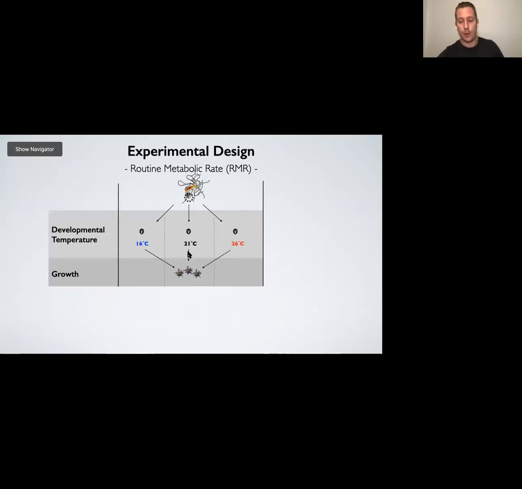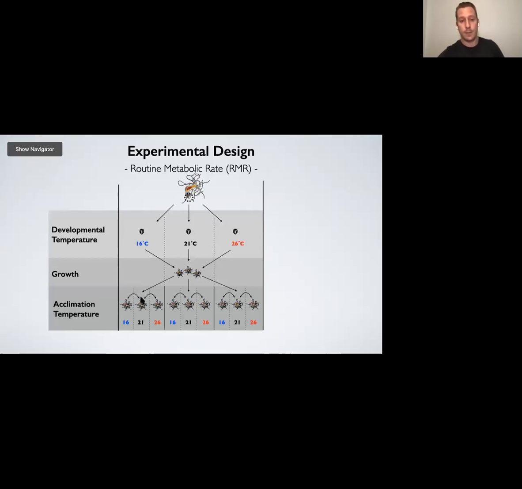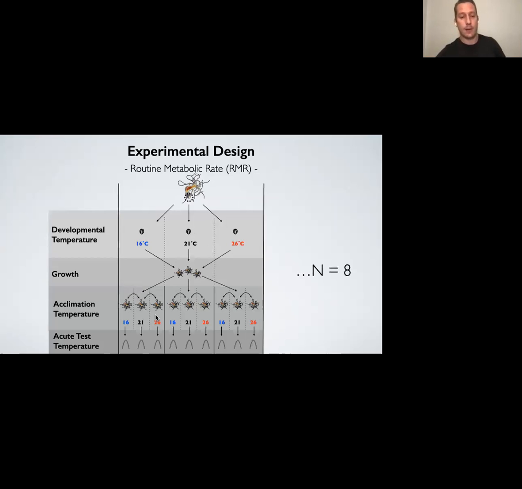So at this 21 degrees Celsius temperature, I reversibly acclimated each clone to 3 different temperatures reflecting the developmental temperature range, and then tested thermal performance curves, again for routine metabolic rate, across a range. I actually did it across a range of 4 temperatures, up to 31 degrees Celsius. And again, I have a sample size of 8.